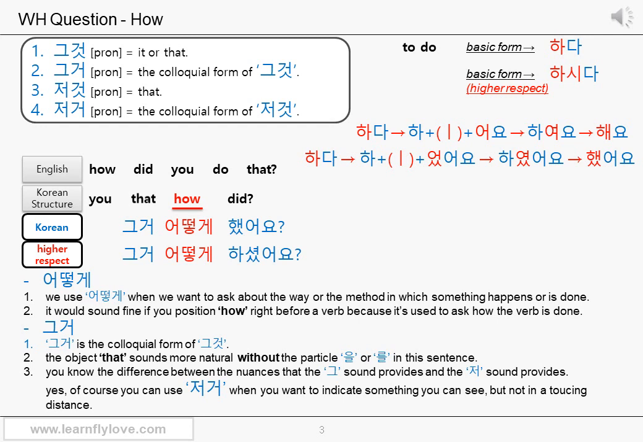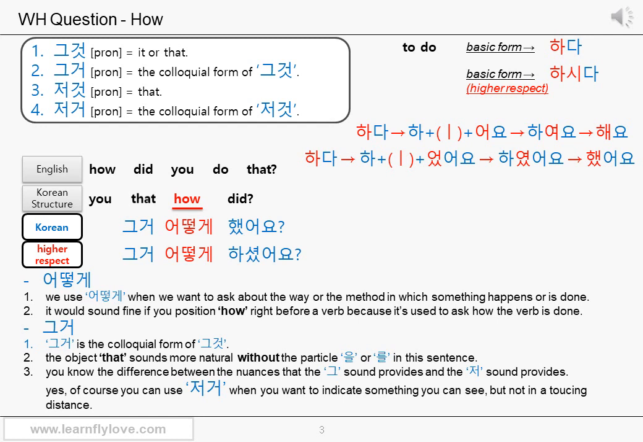You can use 저 sound only when you want to talk about something which is over there. Something you can see, but not in a touching distance. Don't worry, we are going to wrap up all of this at the end of this lesson. Let's move on. Anyways, we are going to use 그 sound for this sentence.